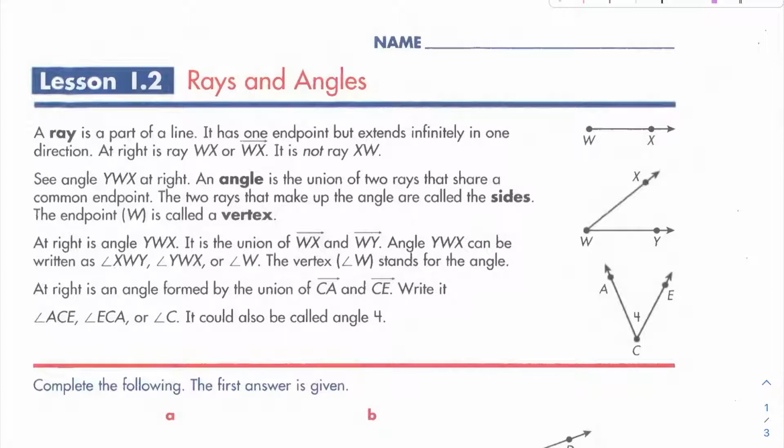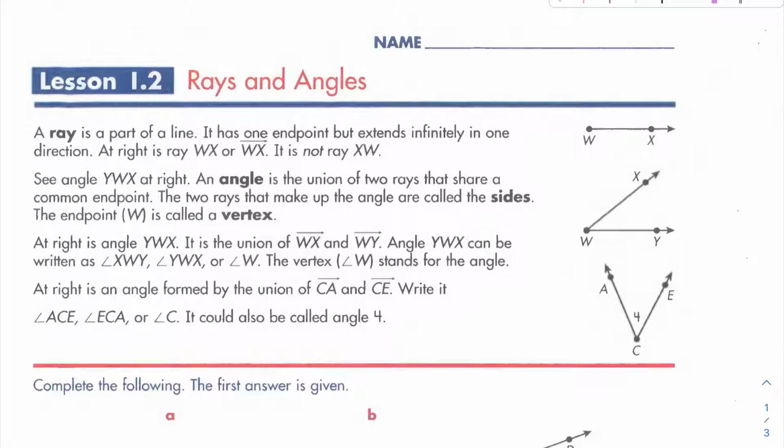Next, see angle YWX at right. An angle is the union of two rays that share a common endpoint. The two rays that make up an angle are called the sides. The endpoint, which in the case of this example is W, is called a vertex. At right is angle YWX. It is the union of ray WX and ray WY.